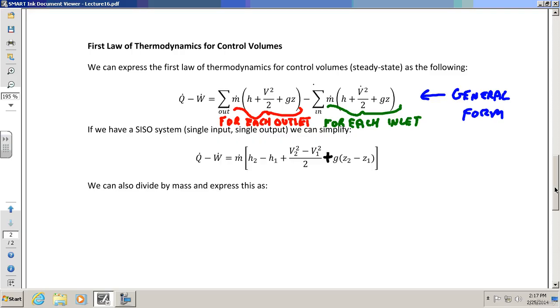Yeah, question? Looks like on the general form on the inlet, there's a dot above. I know. I don't know why that's there. I don't know what happened there. That's a goof. I don't know why there's a dot on that V. Don't worry about that dot on that V. That shouldn't be there. Good observation, but I don't know how that happened.